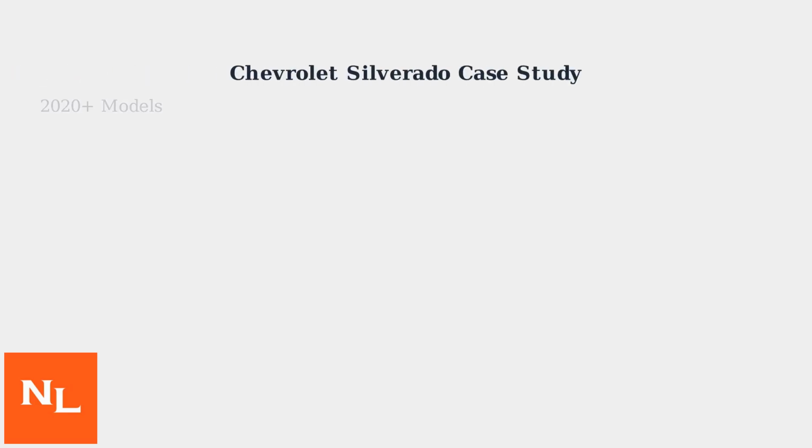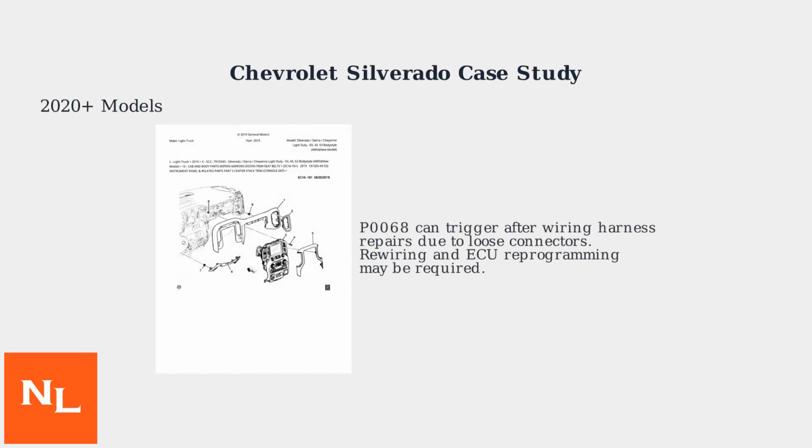In Chevrolet Silverado models from 2020 onwards, the P0068 code sometimes appears after wiring harness repairs, often from loose connectors causing intermittent signals. This leads to sensor correlation faults and reduced fuel efficiency. The solution typically involves professional rewiring of the harness and ECU reprogramming, costing around $200, with a focus on using OEM parts to prevent recurrence.